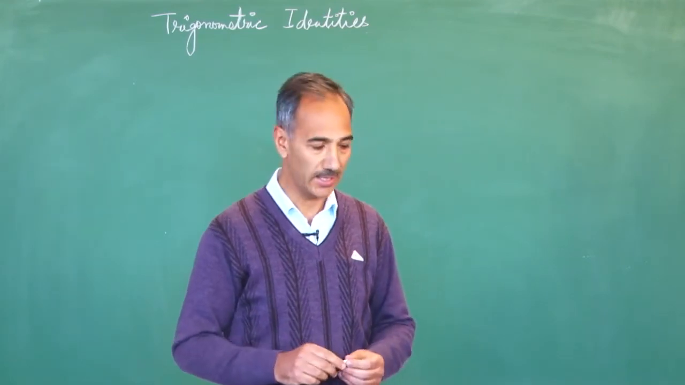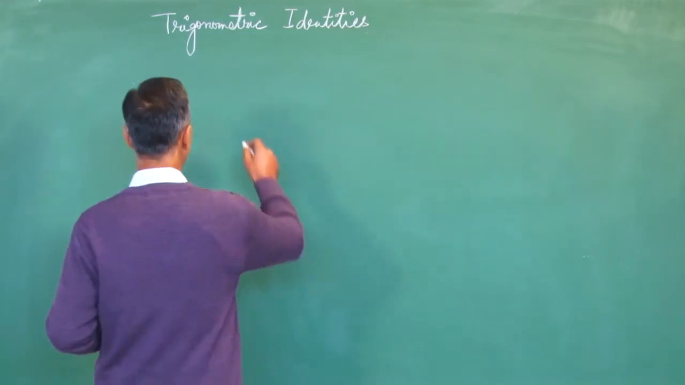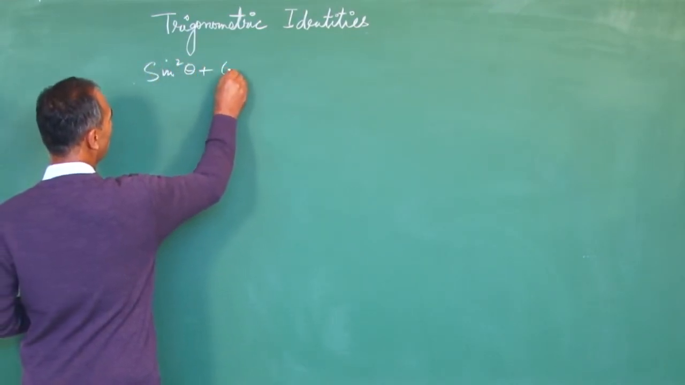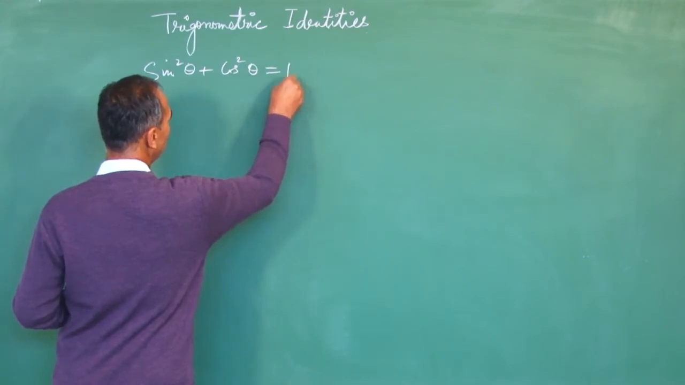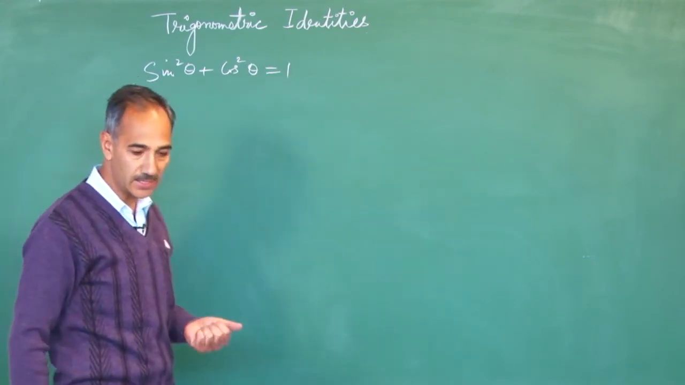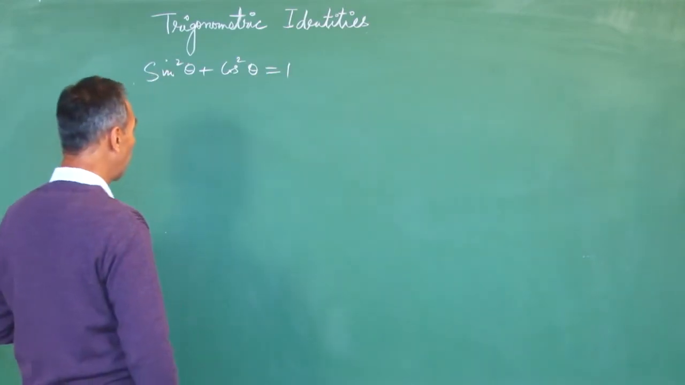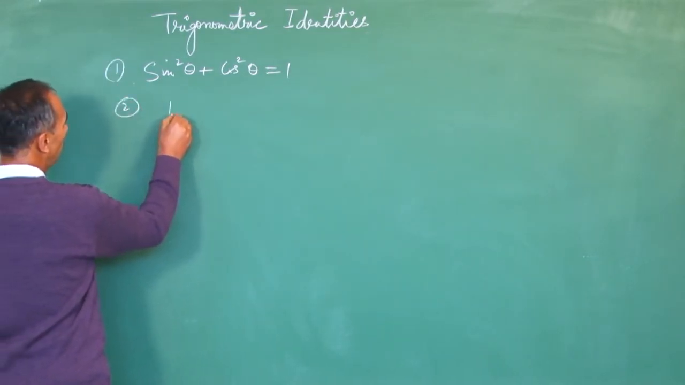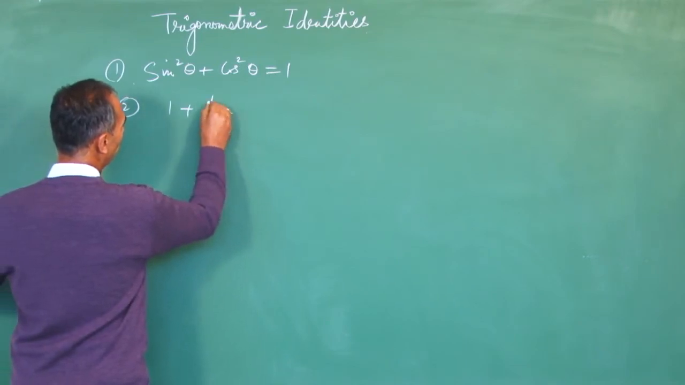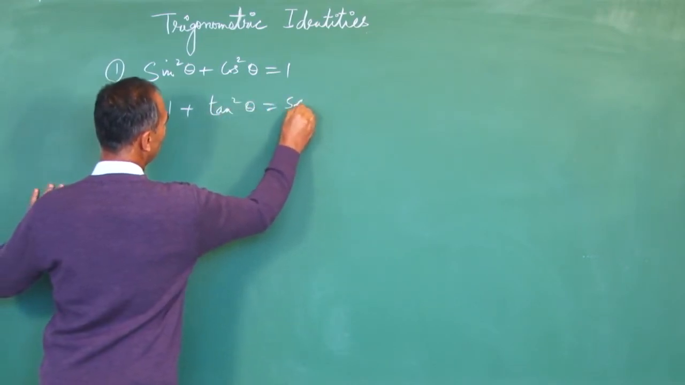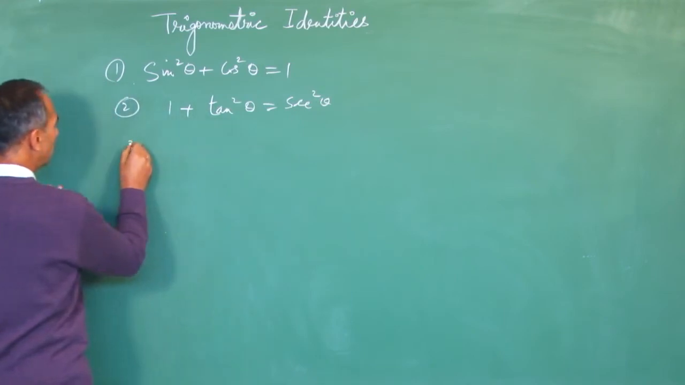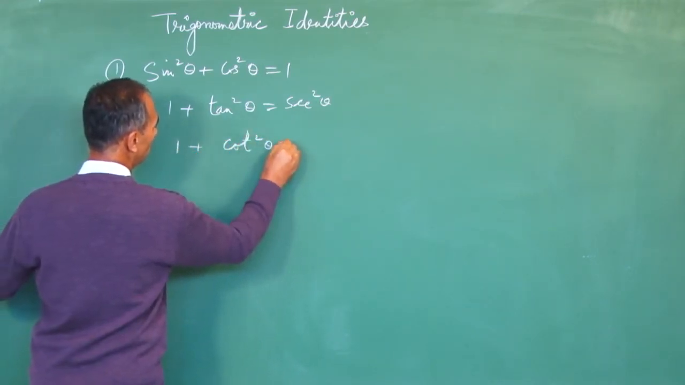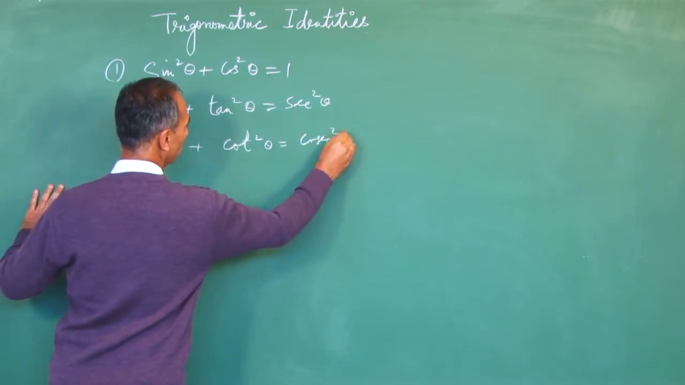We only derived one identity. Our three basic identities are sine square theta plus cos square theta is equal to 1. This identity we derived last time. Now we have two more identities related with this. This was the first one. The second one is 1 plus tan square theta is equal to secant square theta. And third one is 1 plus cot square theta, that is equal to cosec square theta.